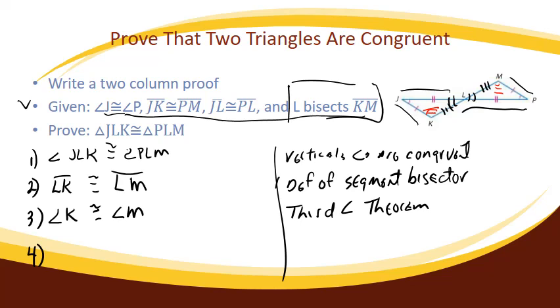that triangle JLK, which is what we're trying to prove, is congruent to triangle PLM. And what's our reason for that? Corresponding parts of congruent triangles are congruent. Shazam!